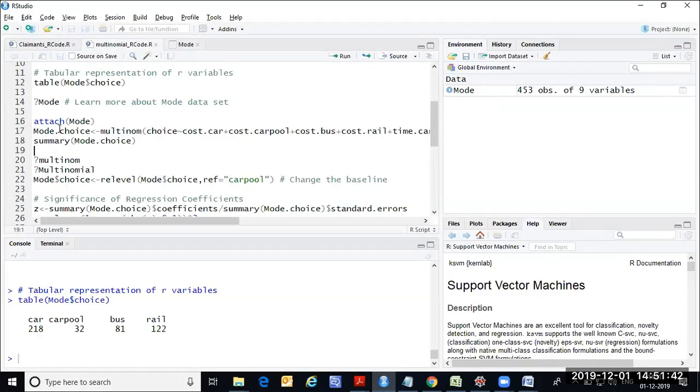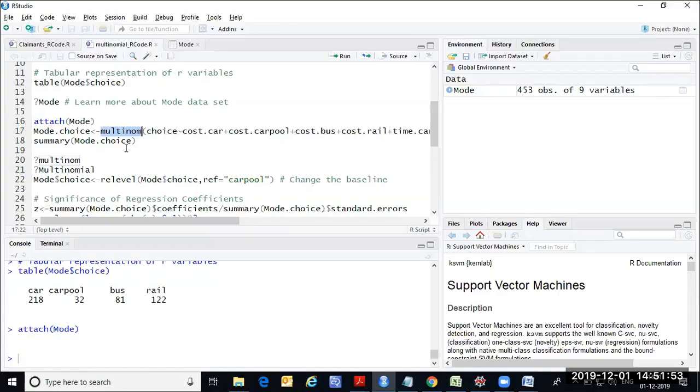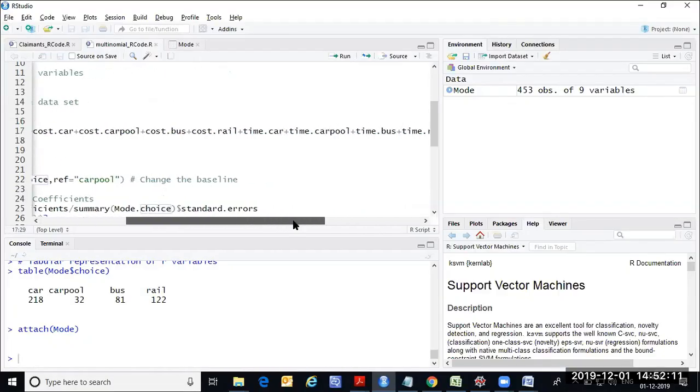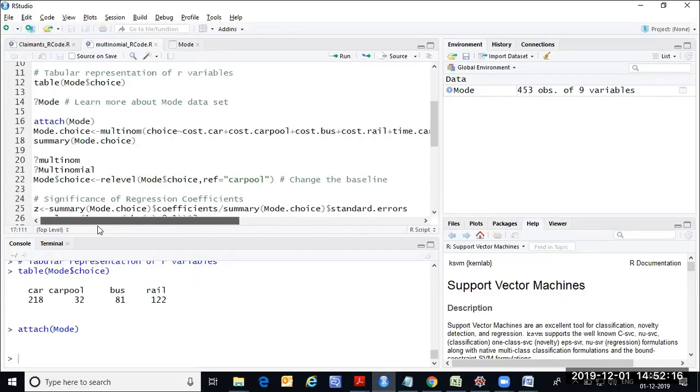Now, to build a multinomial model, I'm attaching this data set, attach mode. Function is multinom. You can do it in 2 ways. One is by using the function multinom directly, or you can still make use of GLM, but pass on the family as multinomial. Output variable is choice, tilde, all the input variables, cost and time figures. Since I attach this data set, I don't need to pass in the data argument.